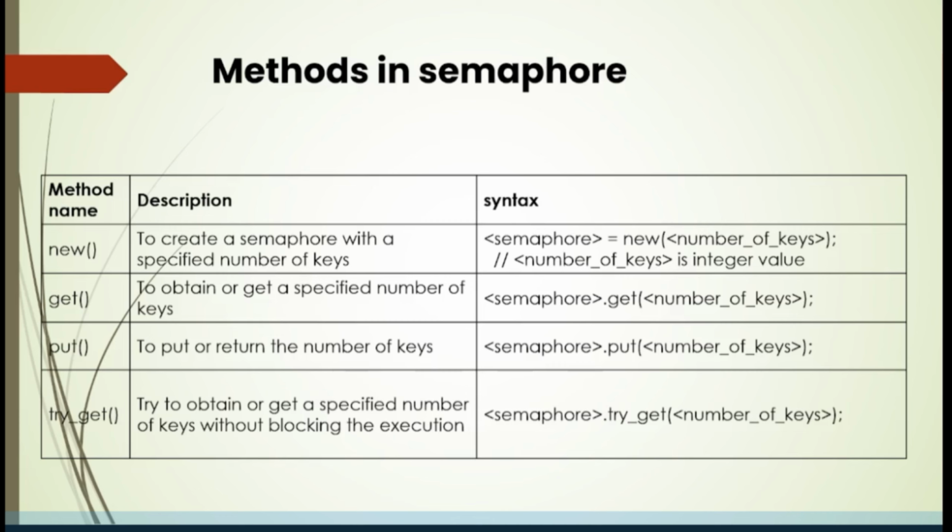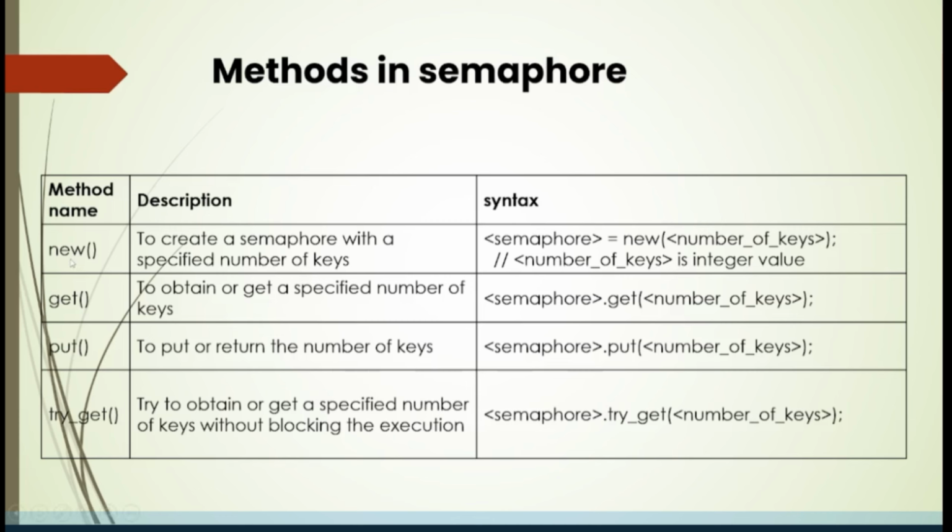In order to create a semaphore with a specified number of keys, you will be using this new. To make it easy to understand, I will tell you in a simple manner. For example, you are having a lock. Every lock will be opened with a key, is it or not? So a semaphore is nothing but a lock with a bunch of keys. In order to create that semaphore, you need keys.